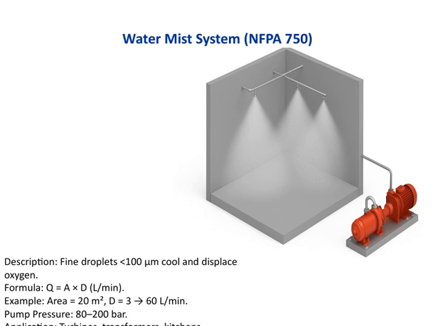The system's formula for flow rate is Q equals A times D, where Q is the flow in liters per minute. For example, if you have an area of 20 square meters and a droplet size of 3, then the required flow rate would be 60 liters per minute. It's important to note that pump pressure for these systems typically ranges from 80 to 200 bar, ensuring the droplets are fine enough and reach the target effectively.